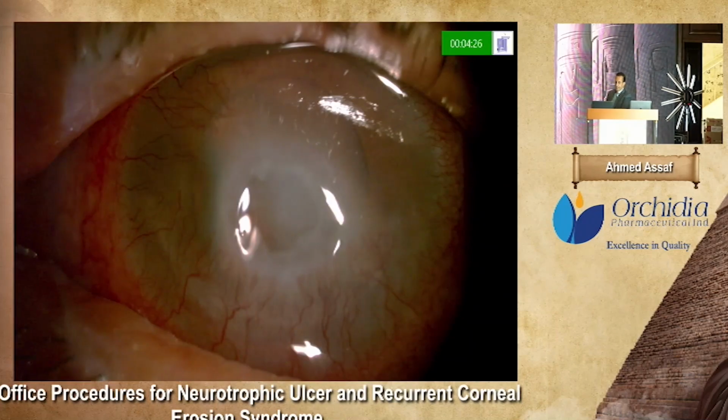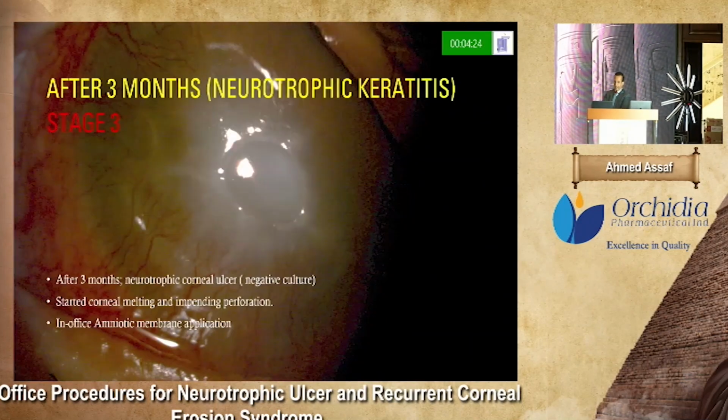And as you can see, this is the ulcer, and after 3 months, it comes with neurotrophic keratitis with negative culture. You know that it's stage 1, 2, or 3. Now it's progressing from stage 2 to stage 3. So we have rolled edges of the corneal ulcer, and in the underlying stroma there is opacification and the start of corneal melting, or stromal melting.